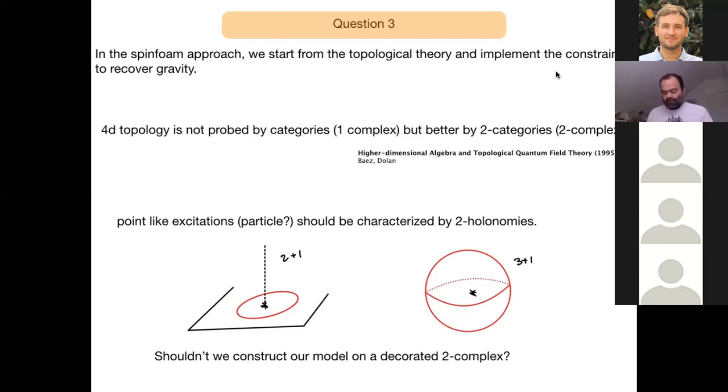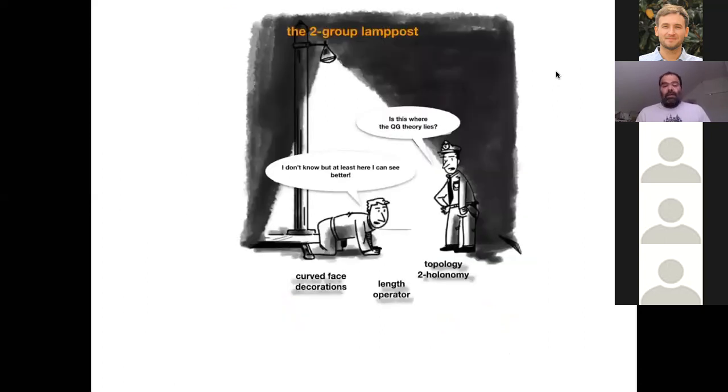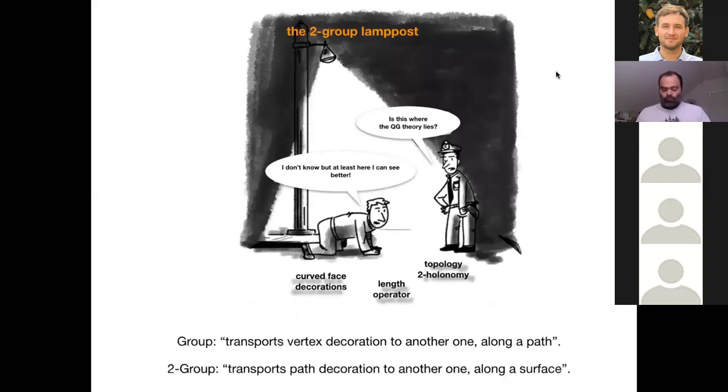What I want to point out is that maybe we should be using more a complex which has decoration not only on the links but also on the faces. So these three questions can have, not a final answer, I would say, but all these questions can be very well addressed using two groups. So what is a two group?